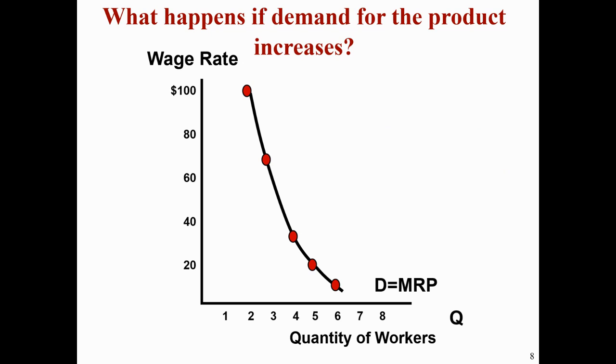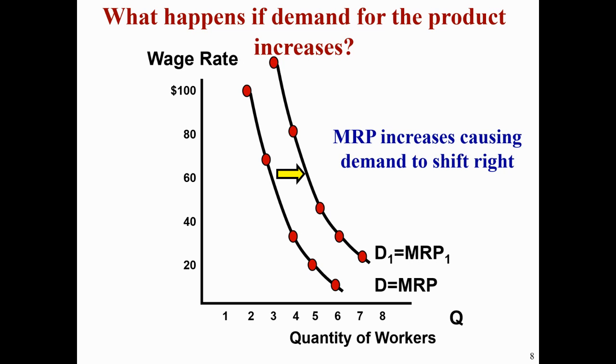Now my question is, what happens if the demand for the product that I'm producing increases? If the demand for my product increases, then because I am in the resource market, the demand for the resource also increases, causing the MRP to increase and the demand to shift to the right.